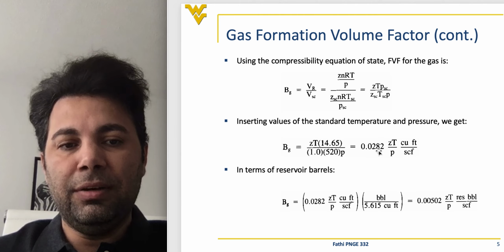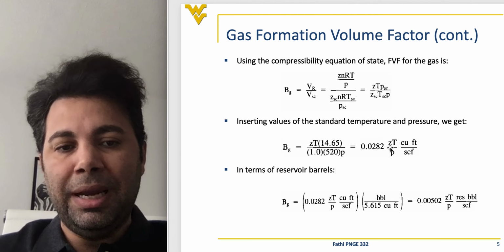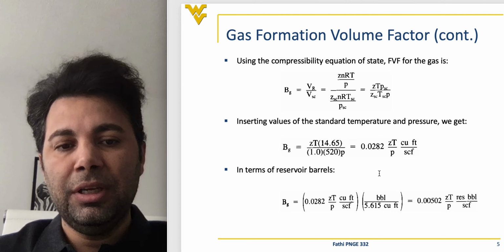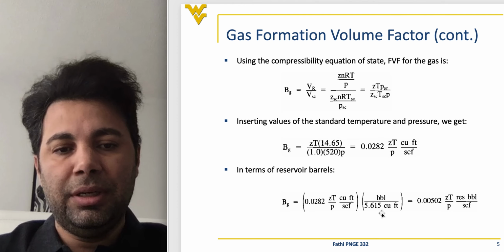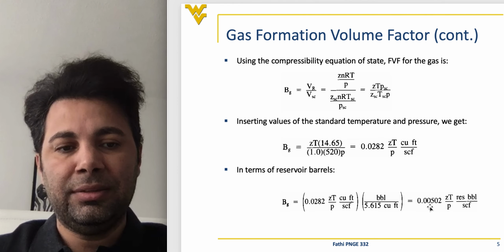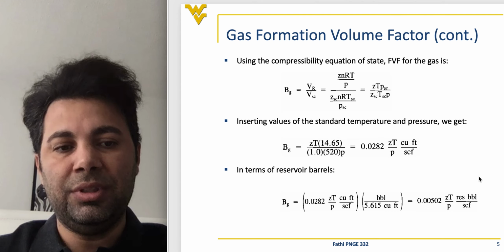As I said, we can convert this to reservoir barrel per standard cubic feet by simply dividing that by 5.615. So if I divide this by 5.615, cubic feet cancels cubic feet, then I will have the reservoir barrel per standard cubic feet of gas. And that becomes Bg is equal to 0.00502 ZT over P.